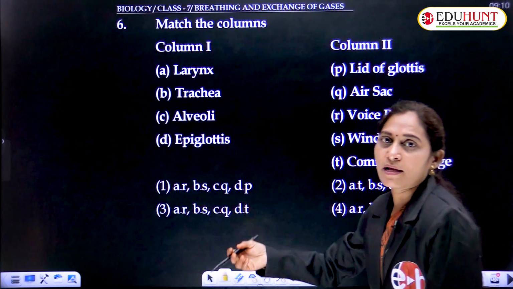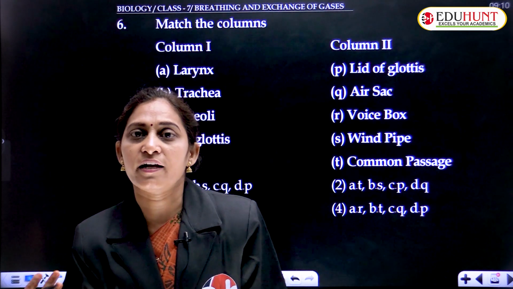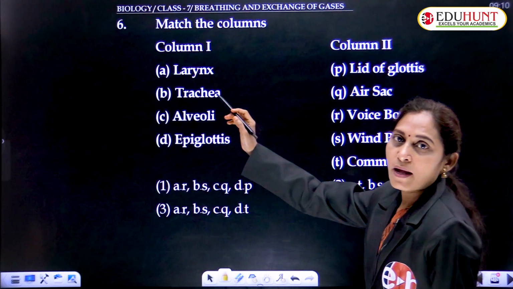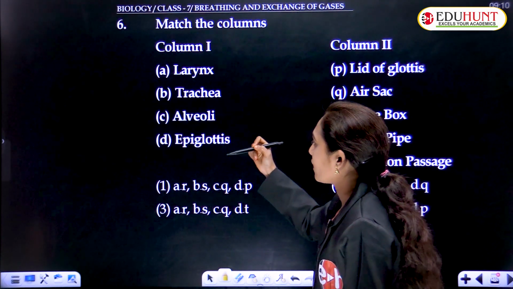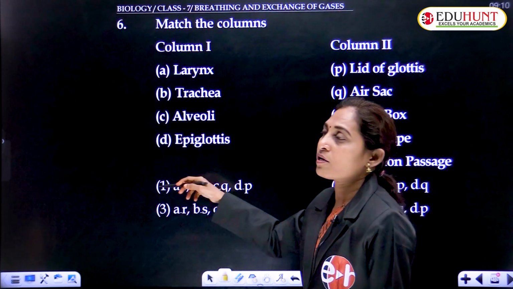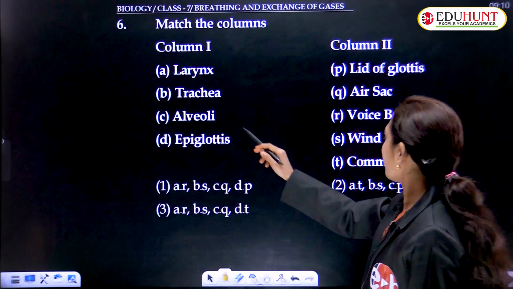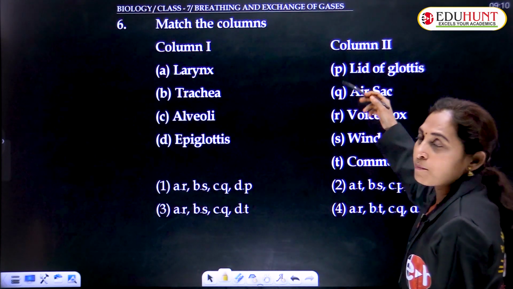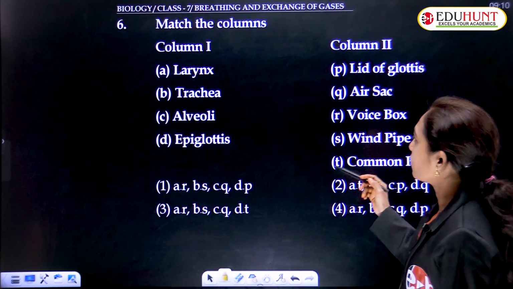Here also, match-the-following type of questions. These questions are frequently asked in the NEET exam. So we have to match column 1 with column 2. Larynx, trachea, alveoli and epiglottis are given in column 1. We have to match column 1 with the answers. Ikkada 5 icharu kada. Among these 5, 1 should be eliminated, excluded.